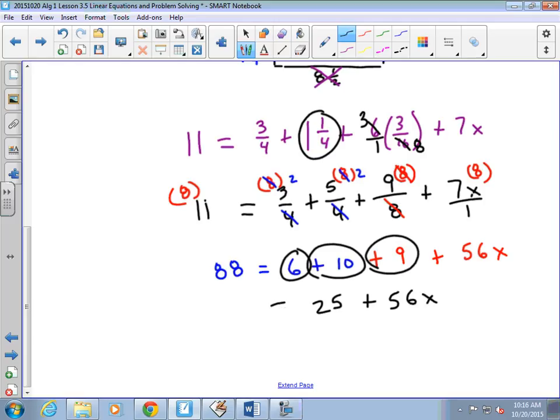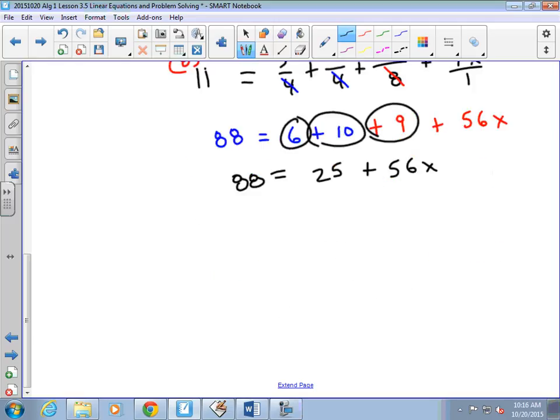Notice how nice this is coming together. Is equal to 88. What do I do first to undo this problem? We want to get x by itself. So we get rid of positive 25 by subtracting it. If you subtract it there, subtract it here.